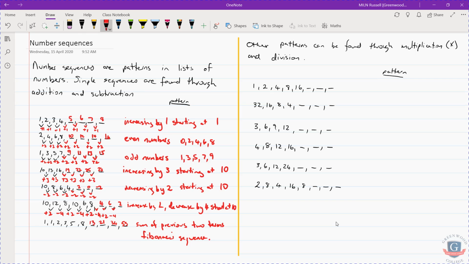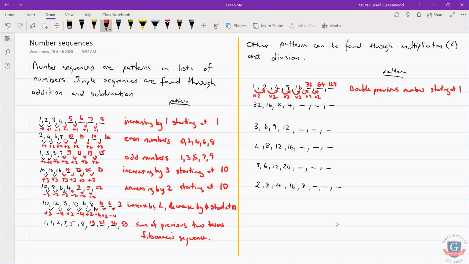So 1 to 2, 2 to 4, 4 to 8, 8 to 16. It looks like it's doubling every time. So doubling is timesing by 2. So if I doubled 16, I would get 32. If I doubled 32, I get 64. If I doubled 64, I get 128. So this would be double the previous number, starting at 1.